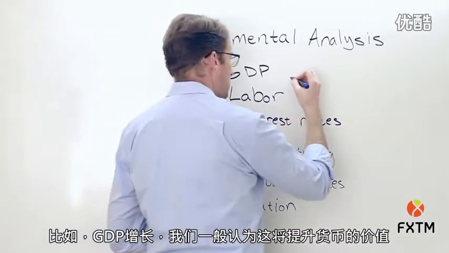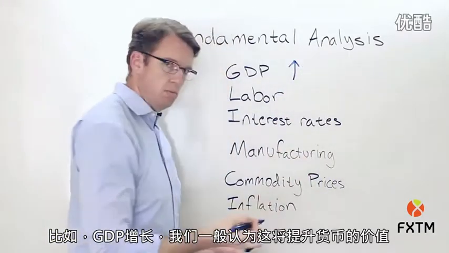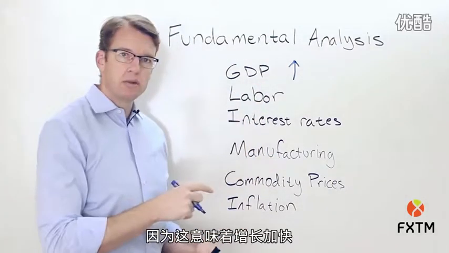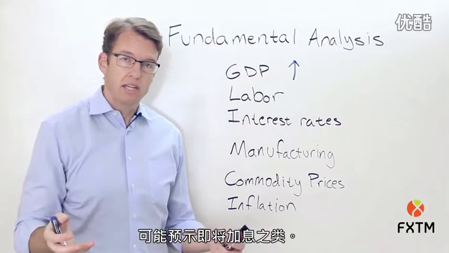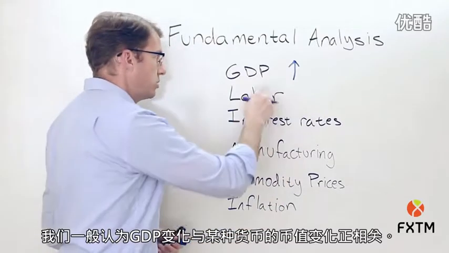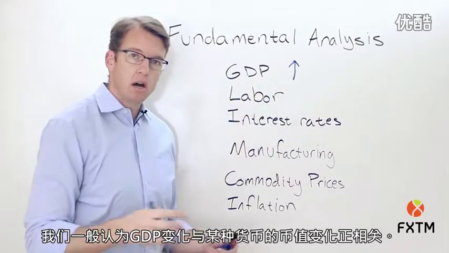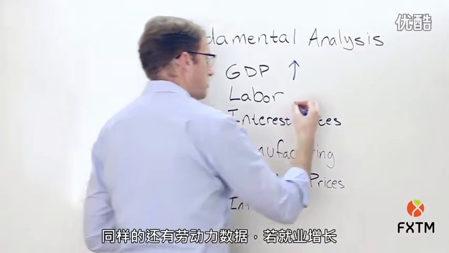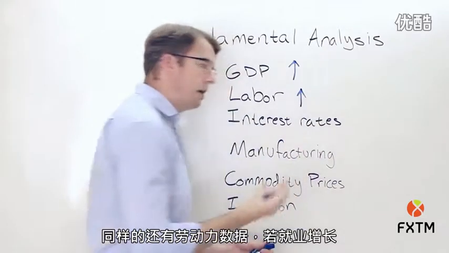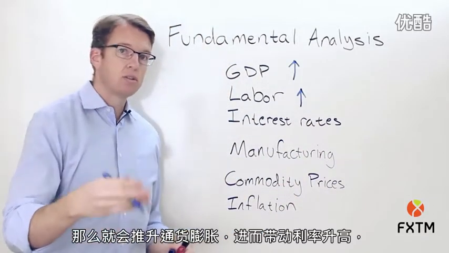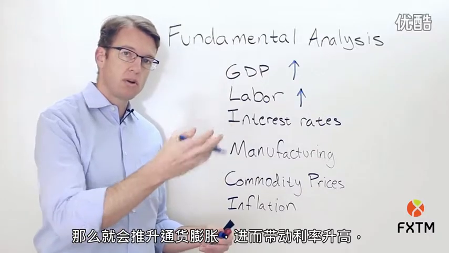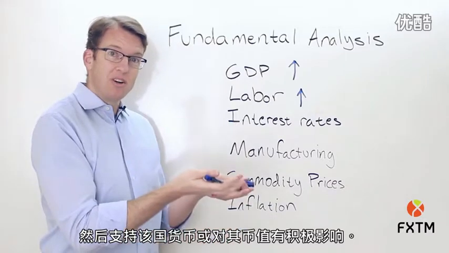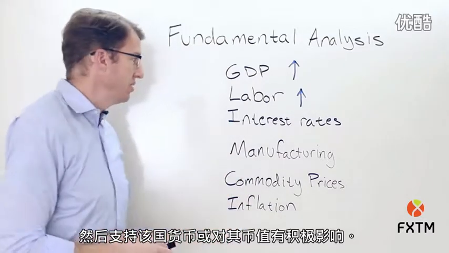So if, for example, GDP goes up, then we would normally assume that that's probably going to increase the value of the currency because that means that growth is increasing. It could also indicate that a rate increase is on the horizon and so forth. So we would generally assume that changes in GDP are going to be positively correlated with the value of a particular currency. The same thing goes for labor, in that if more jobs are being added to an economy, well, that does tend to drive inflation, which in turn tends to drive interest rates, which then in turn, according to interest rate parity, will provide some underlying support or a positive impact on the value of that currency.